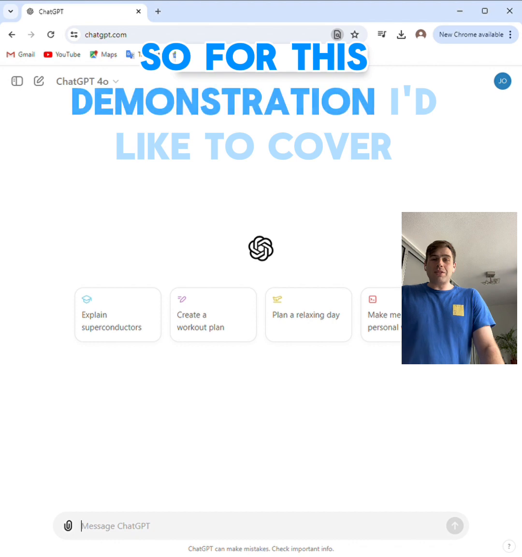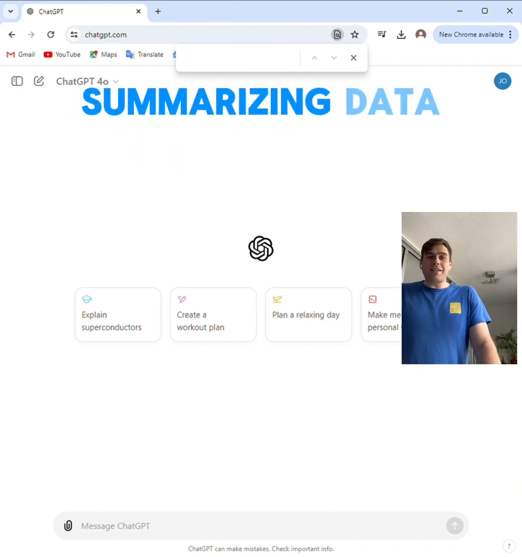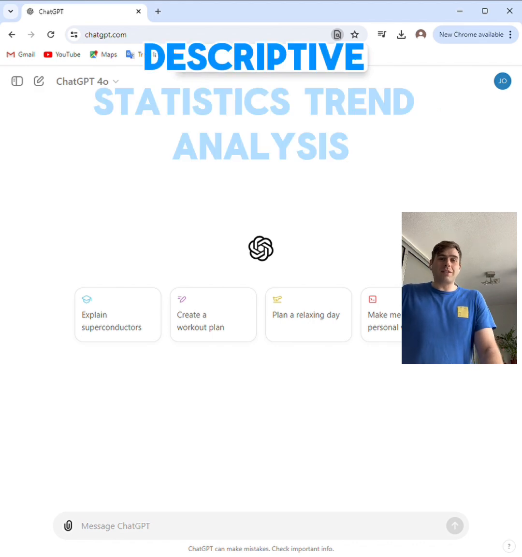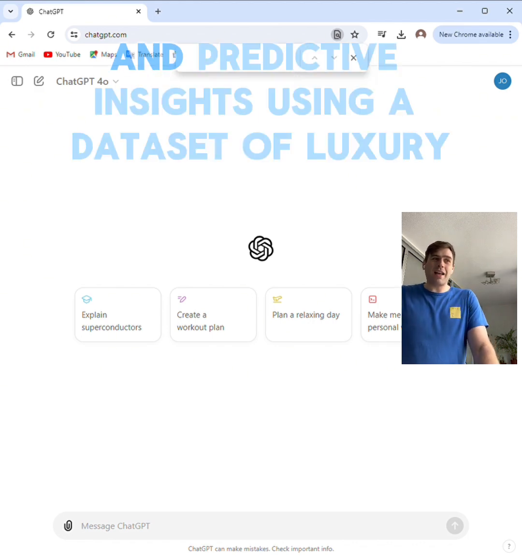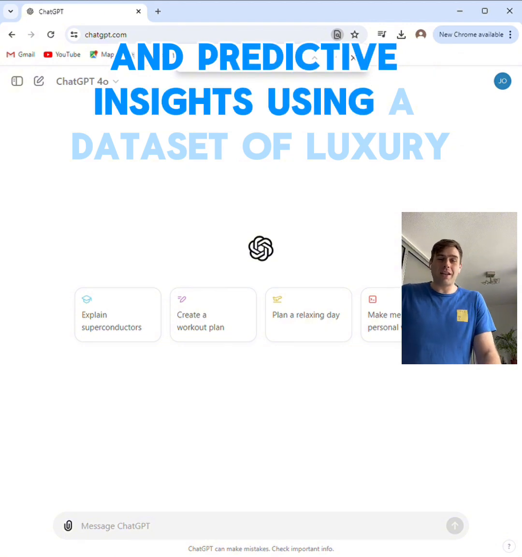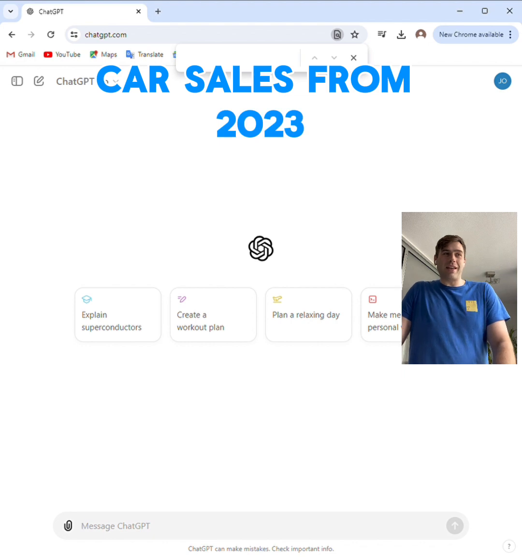So for this demonstration, I'd like to cover summarizing data, descriptive statistics, trend analysis, comparative analysis, and predictive insights using a dataset of luxury car sales from 2023.